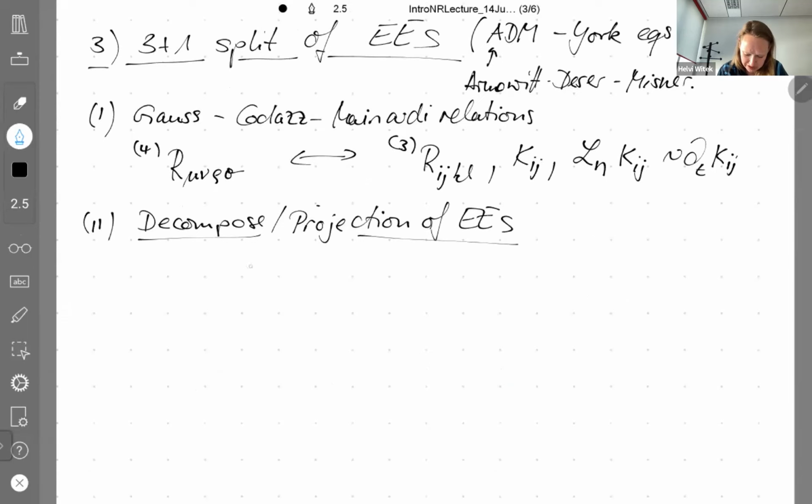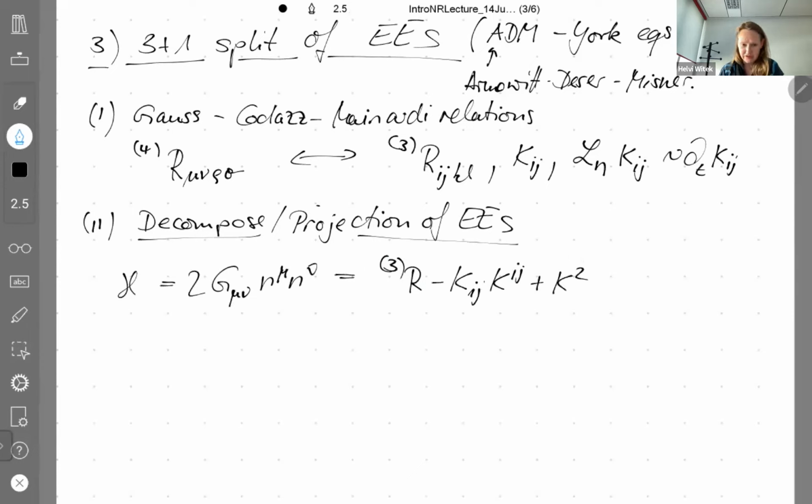The first one is the Einstein tensor, G mu nu, contracted in both indices with the normal vector, and I typically have a factor of 2 here. It will give us the Hamiltonian constraint. Written out, this gives us the three-dimensional Ricci scalar minus this combination of the extrinsic curvature, K_ij K^ij, plus the trace of the extrinsic curvature squared. Since we don't have any matter here, this is equal to 0. And this is one of the constraint equations.